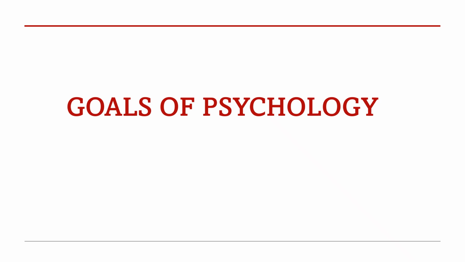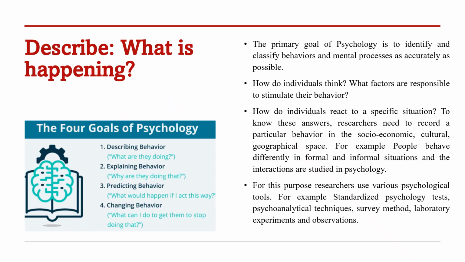In today's lecture, we will be discussing the goals of psychology. There are mainly four goals of psychology. To list them out: first is describing behavior, second is explaining behavior, third, predicting behavior, fourth, changing behavior.